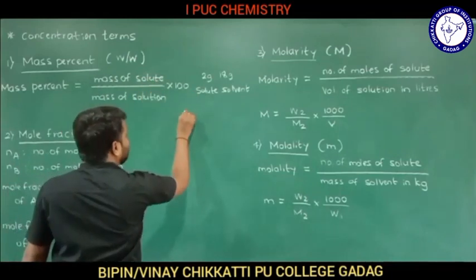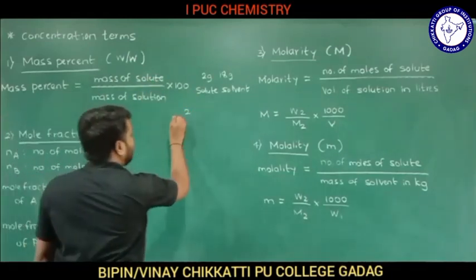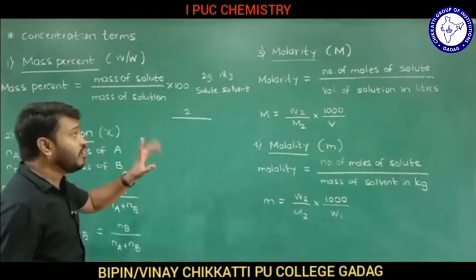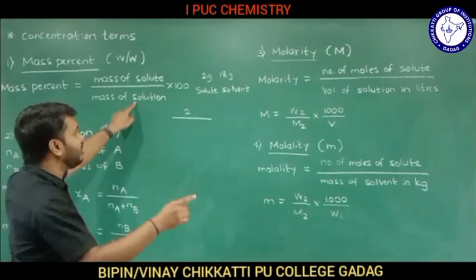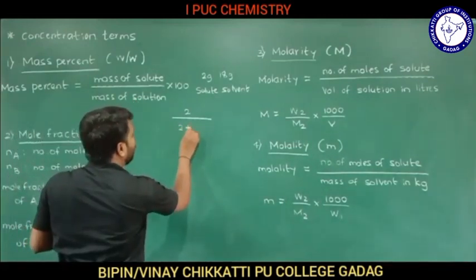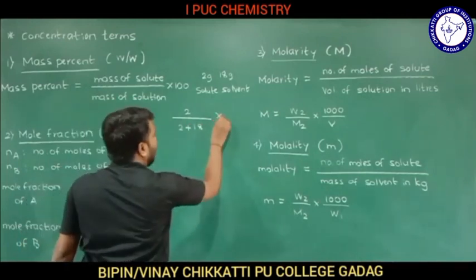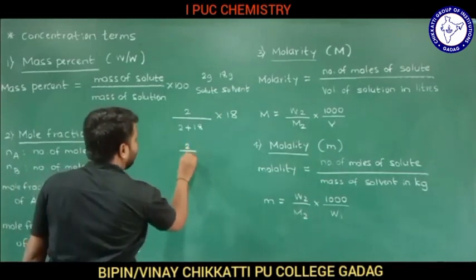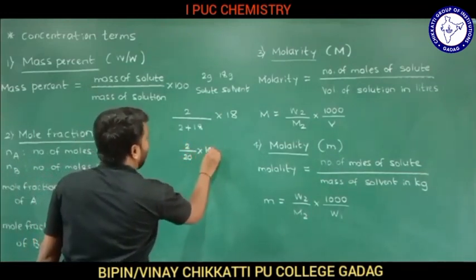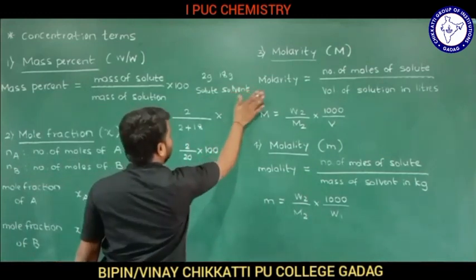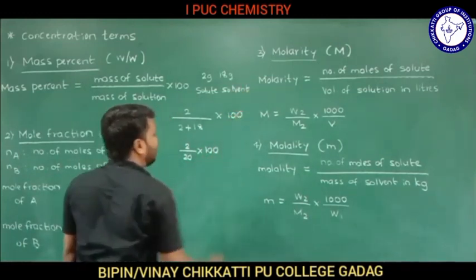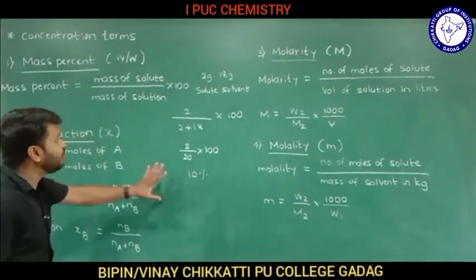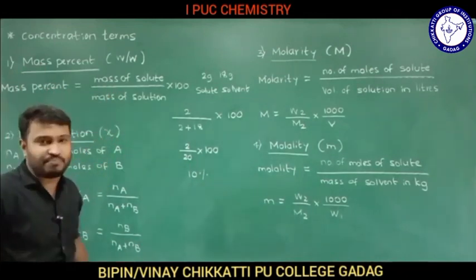What is the mass of solute? That will be 2, divided by the mass of the solution. Remember, we have solution and not solvent here. Solution contains both solute and solvent. So the mass of the solution is 2 for the solute plus 18 for the solvent. Simplifying further, 2 divided by 20 into 100, since this is in terms of percentage. You are going to get the answer as 10%. So 10% is the mass percent for this example.